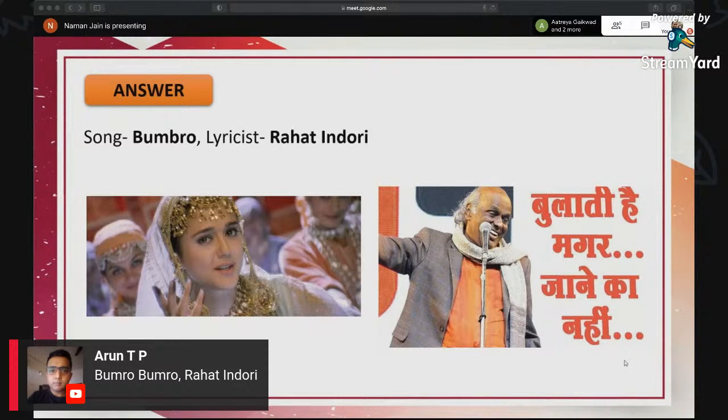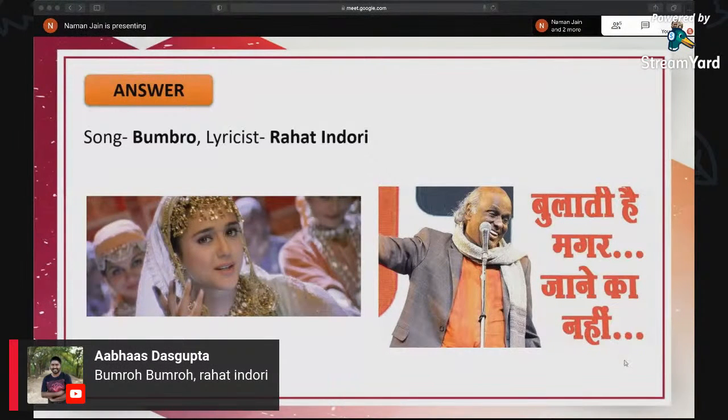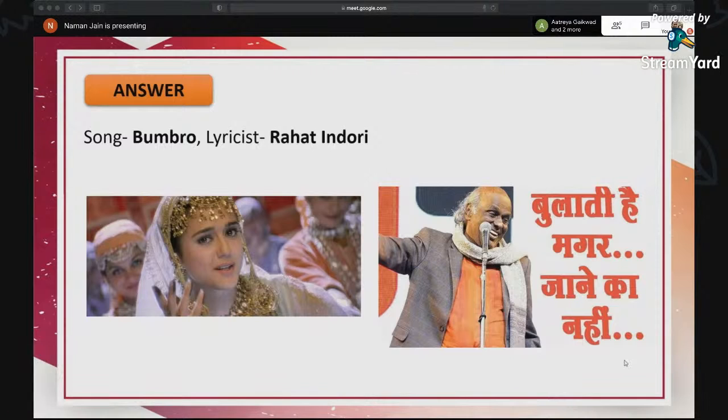So this is the famous Bumro song from Mission Kashmir, and the lyricist is none other than Rahat Indori, who gave us the famous line "Bulati hai magar jaane ka nahi." So we lost this legend this year. So this first tribute starts with Rahat Indori.